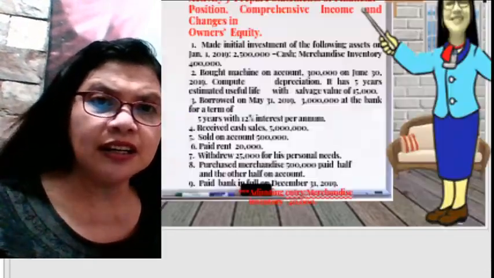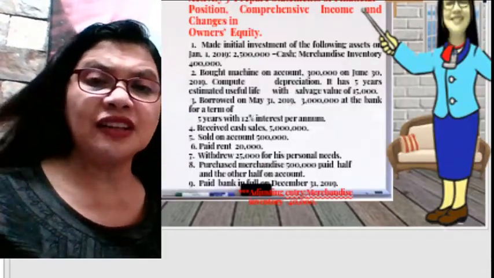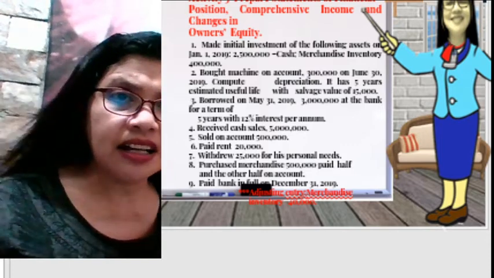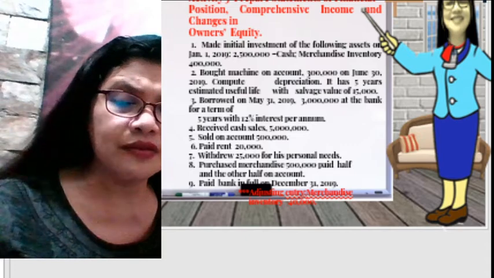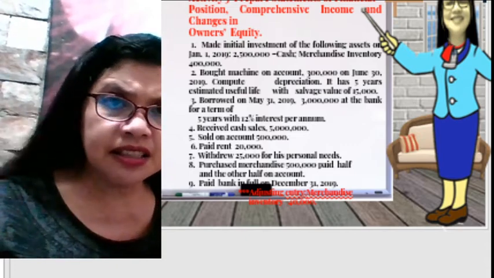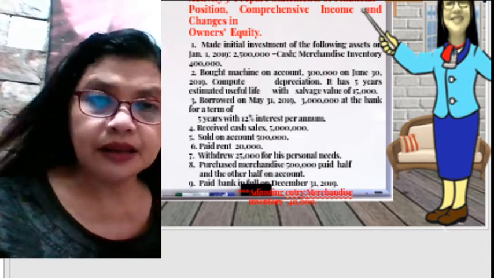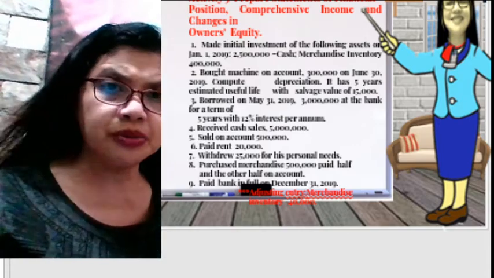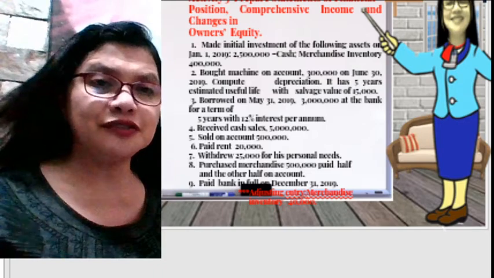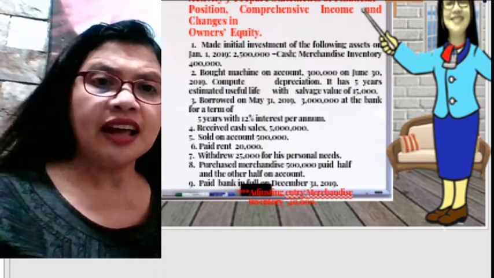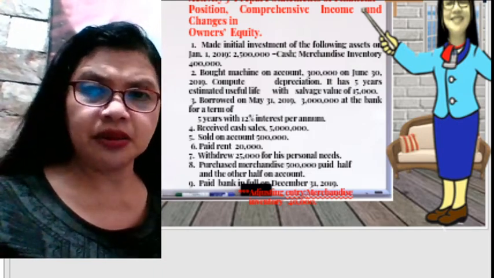Now we have the next activity. This is activity 5, or 6. Given are the data for the journal entries that you will be preparing, plus the trial balance, plus the statement of financial position and the statement of changes in owner's equity.